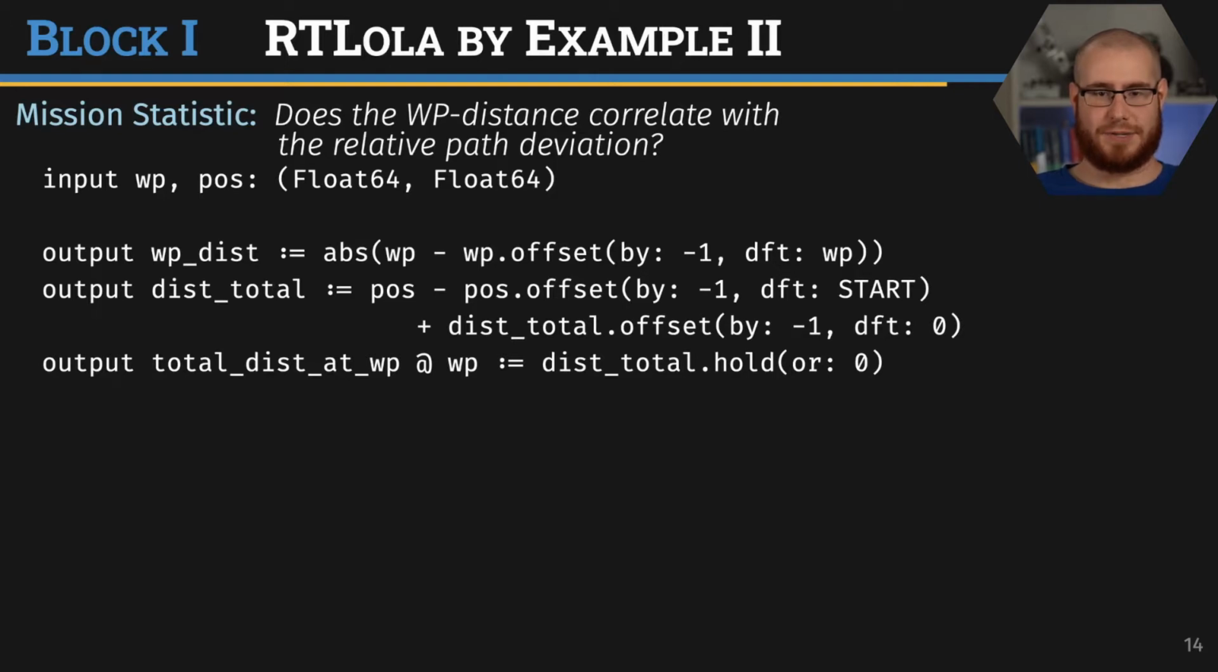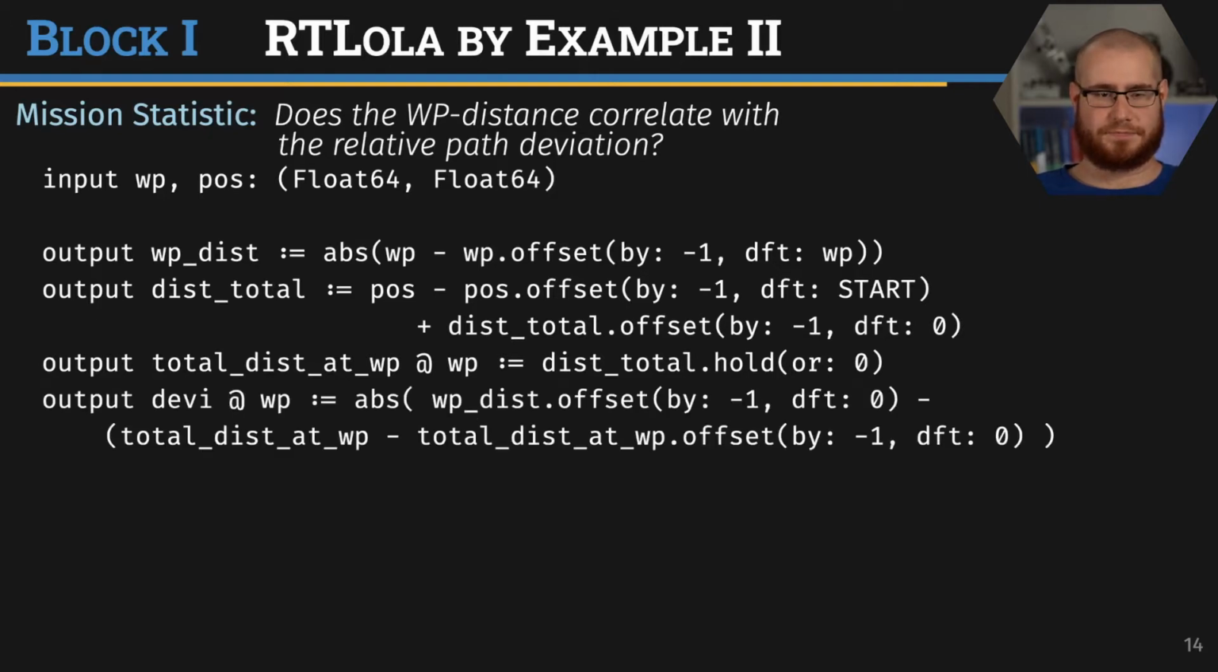Okay, so the next thing we want to compute is the deviation between those two streams. So we take the absolute difference between two components. The first one is the distance between two waypoints. And note that here we have to access the last value of WP dist, because we only compute a deviation at points where we get a new waypoint. And we don't need to use the distance from the current position to the next waypoint, but from the last waypoint and the position we were before that. So we use the offset operator to get the last value of WP dist.